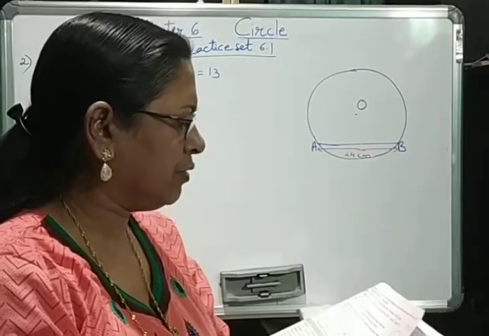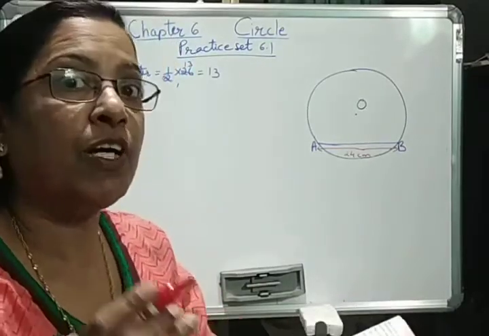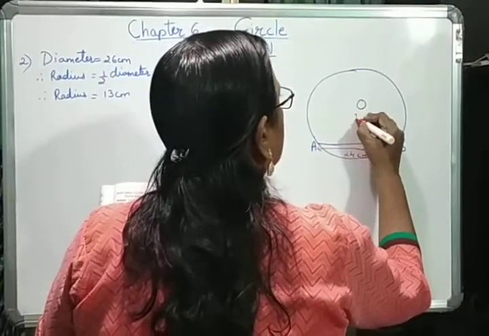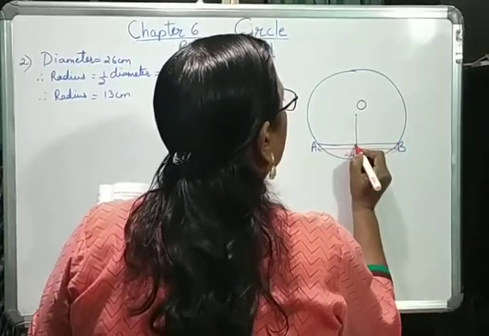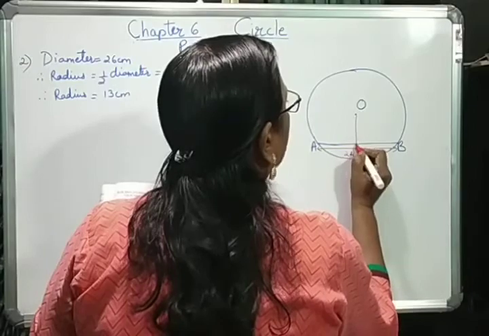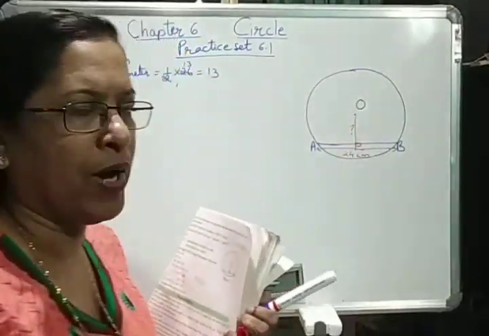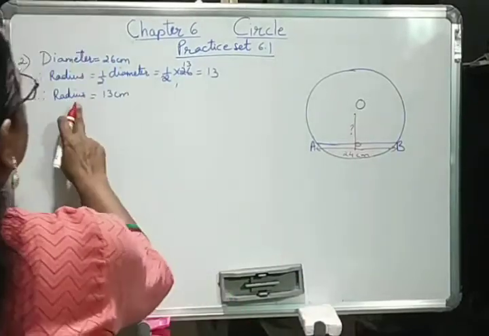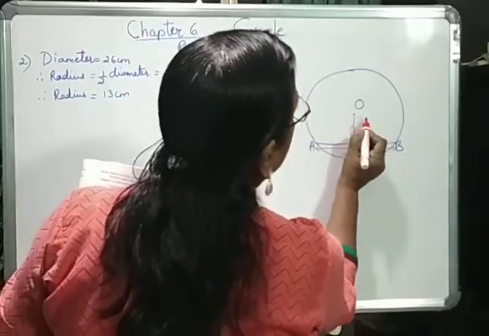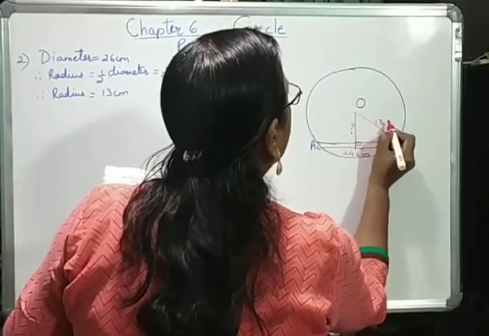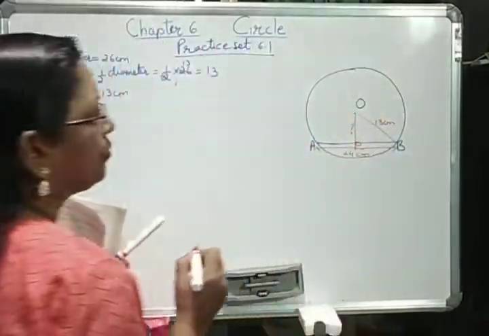Then they have given, find the distance of the chord from the center. That means this distance. You have to find out OP. So you have to find out the value of OP. But the radius is how much now? 13. So this is your radius. So this radius is 13 centimeter.